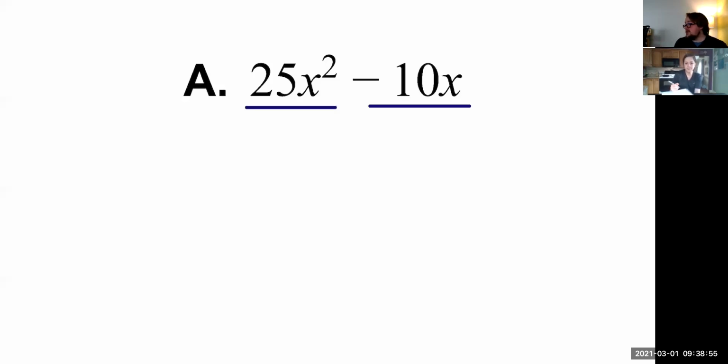So I always like to start with the coefficients. The coefficients we have here are a 25 and a 10. What is the largest factor that they have in common? I would say 5, because if you listed them out, 25 has factors of 1, 5, 25. 10 has factors 1, 2, 5, and 10. The only two they have in common are 1 and 5. We want the largest. So the largest thing you could divide both of these values by is a 5. That takes care of the coefficients.